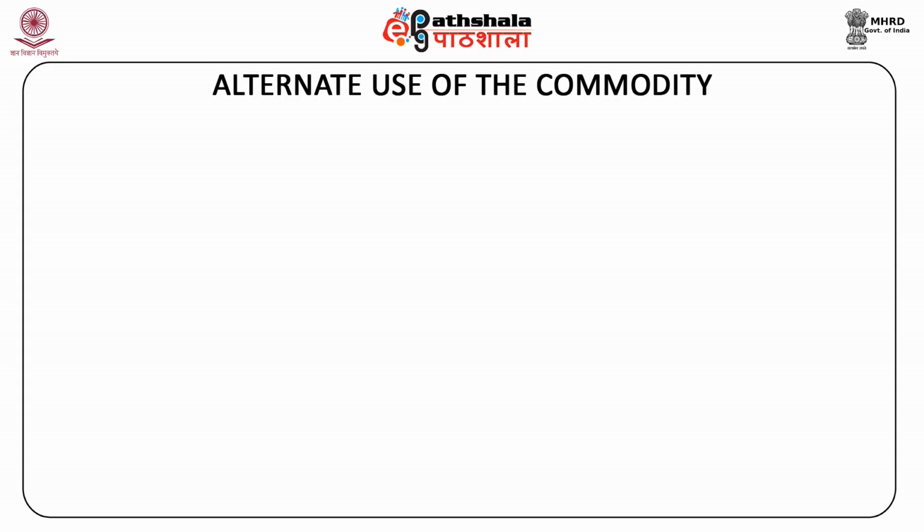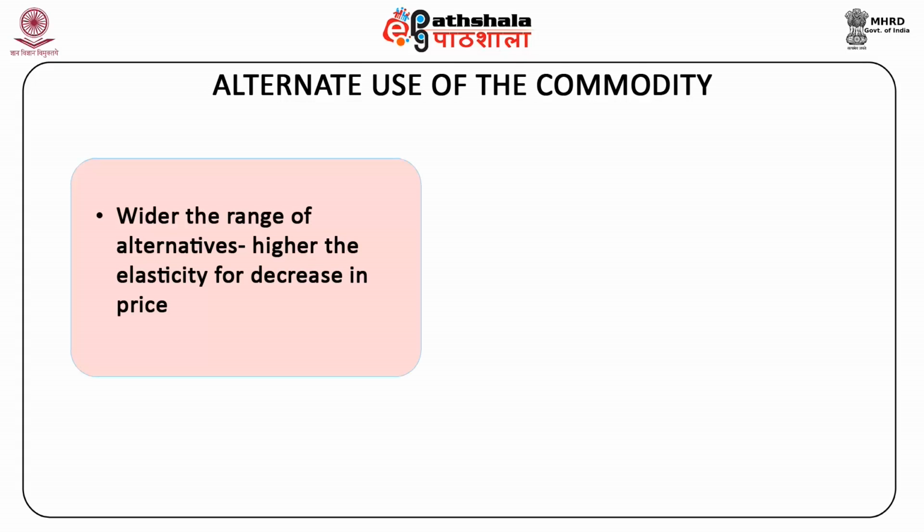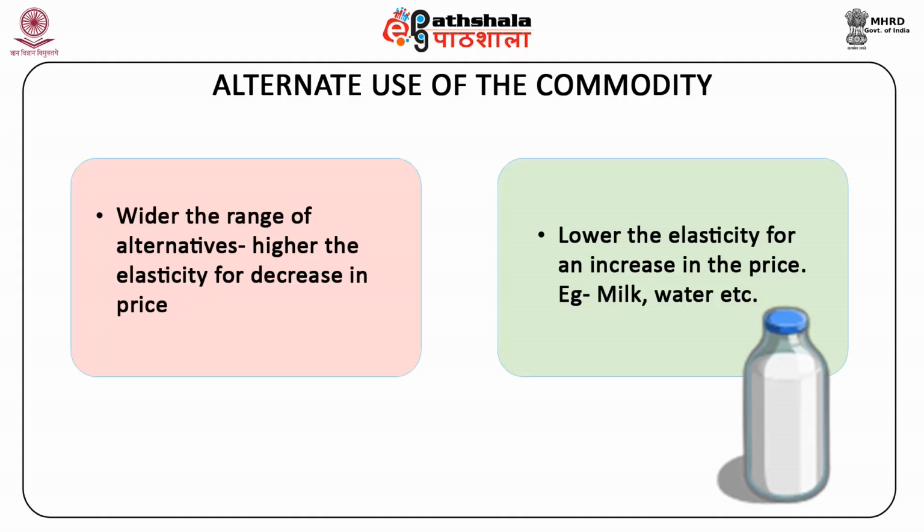Alternative uses of the commodities. The wider the range of alternative uses of a product, the higher the elasticity of its demand for decrease in price and the lower elasticity for rise in price. For instance, milk, water, electricity, etc.